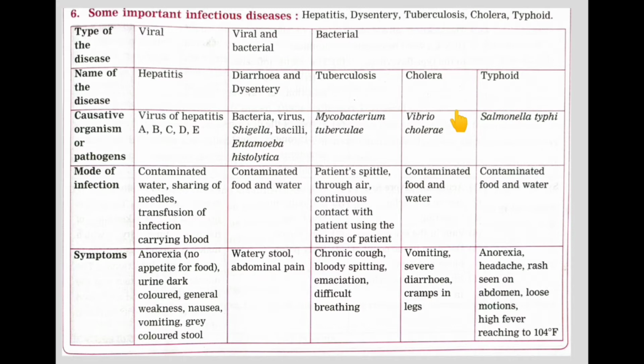Then in case of cholera, the causative organism is Vibrio cholerae. Mode of infection is contaminated food and water. Symptoms are vomiting, severe diarrhea, and cramps in legs. And in case of typhoid, the causative organism is Salmonella typhi. Mode of infection is contaminated food and water. Symptoms are anorexia, headache, rash on the abdomen, loose motions, and high fever which reaches up to 104 degrees Fahrenheit. Salmonella typhi is the causative organism or pathogen in case of typhoid.